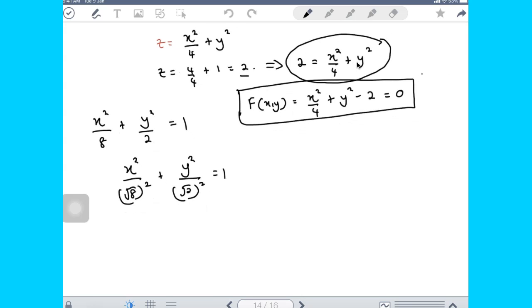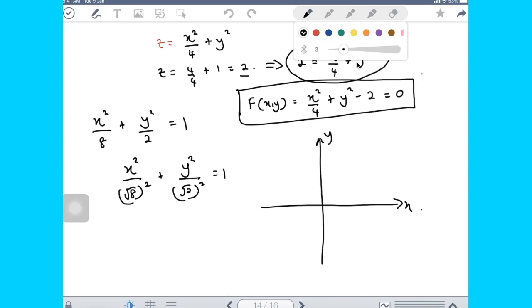So when you sketch that on the xy-plane, you have an ellipse where x is greater than. So you have this, you have this.